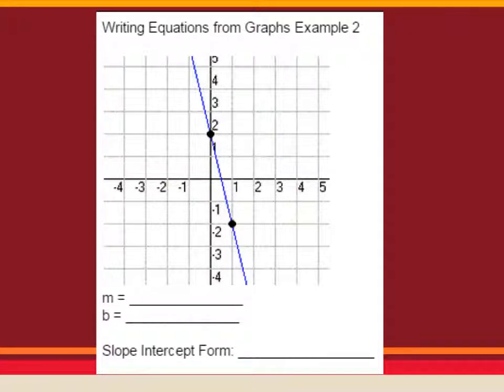Okay, taking a look at our second example, we have a graph that has a line on it. We're looking for the slope and the y-intercept. It's very easy to identify the y-intercept. It's where it crosses the y-axis, so it's right here. Our y-intercept as an ordered pair is (0, 2).